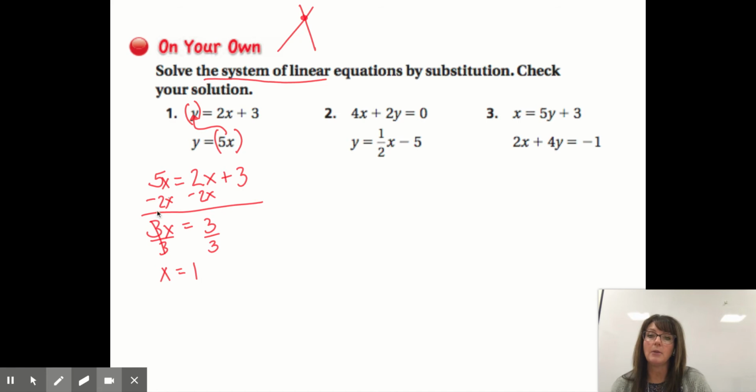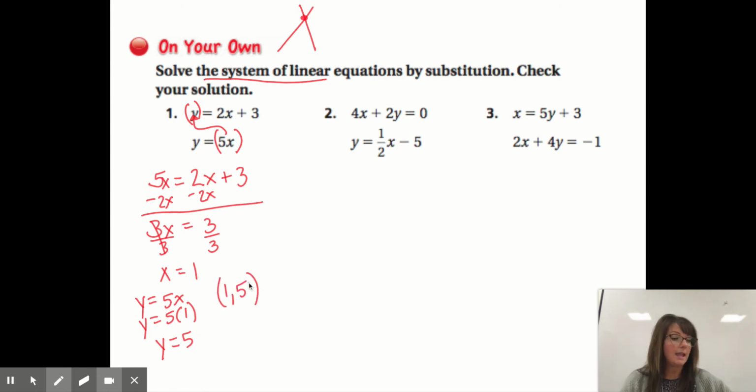All right, now that we know x is equal to 1, we could take that x and put it into y is equal to 5x. We could say y is equal to 5 times 1 if x is 1. That makes y equal to 5. And we have the ordered pair (1, 5). Okay? And we know that this is true.